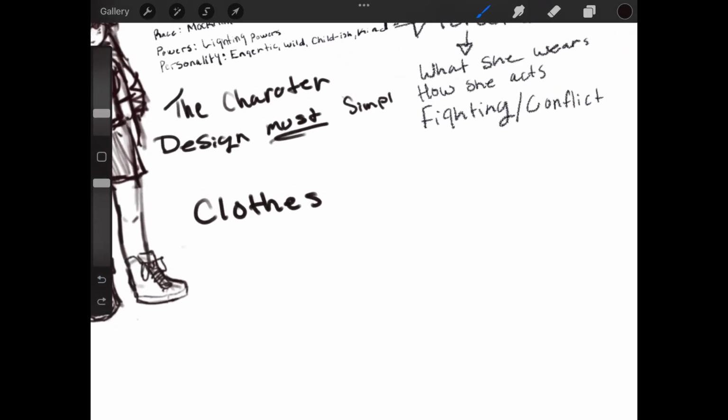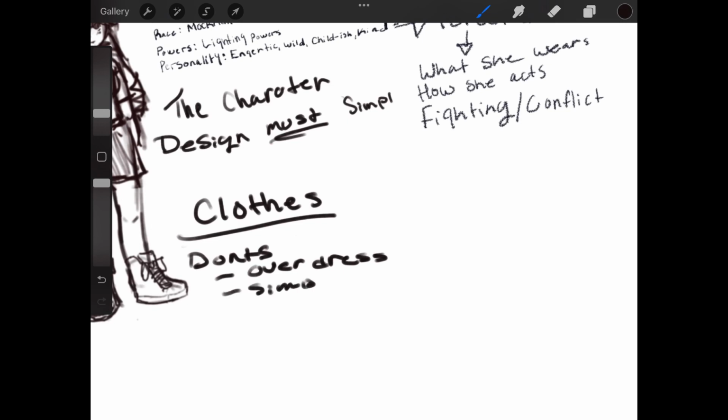So the clothing has to be very simple too. For don'ts for clothing, I would say don't overdress. Simple is better. Don't have color clash.